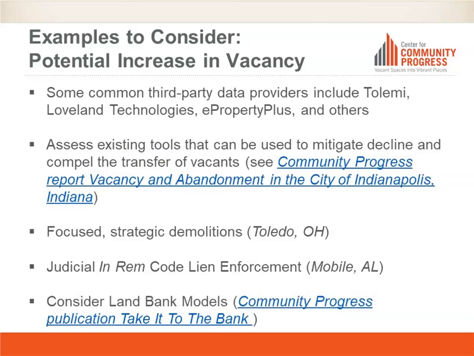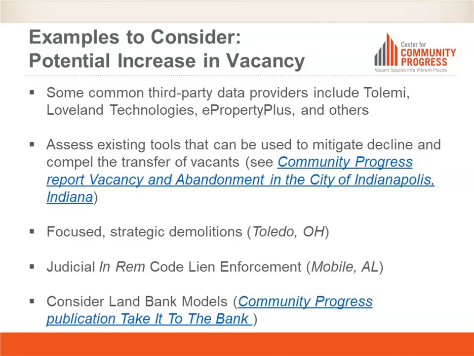If you can't do it already, explore something like the judicial in rem code enforcement. I referenced our work in Mobile, Alabama. This is a new tool to foreclose on code liens in a judicial in rem process, and that foreclosure would result in clear and marketable title at the back end. Again, I urge you to consider reading more in the report that we've done on this.